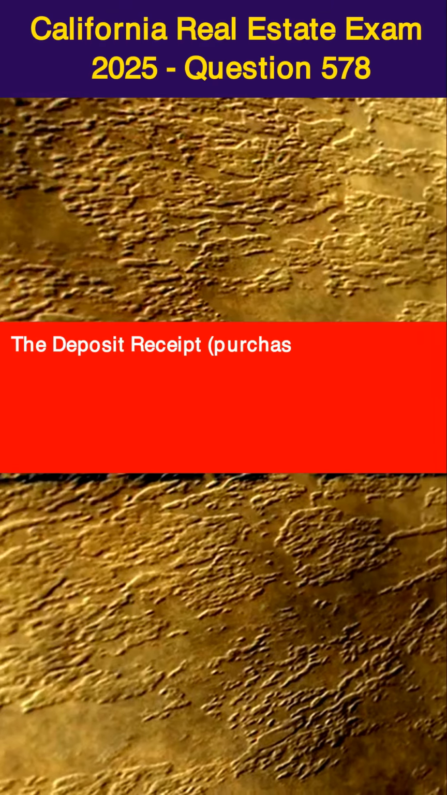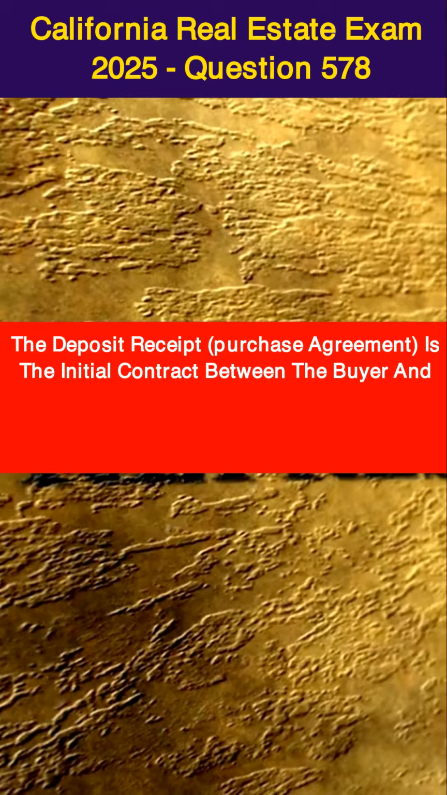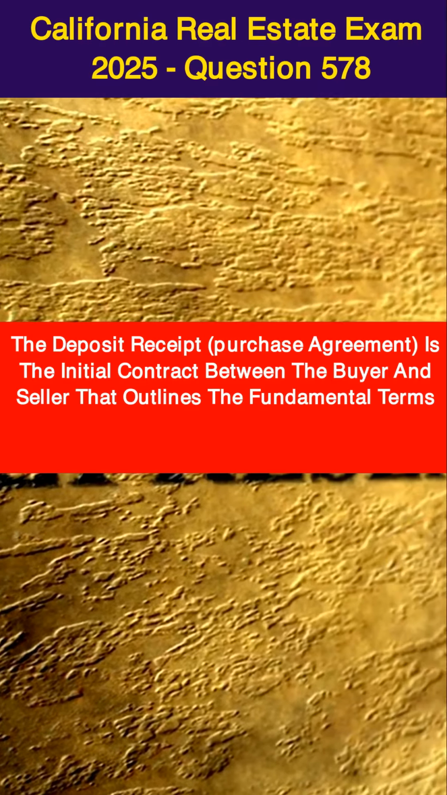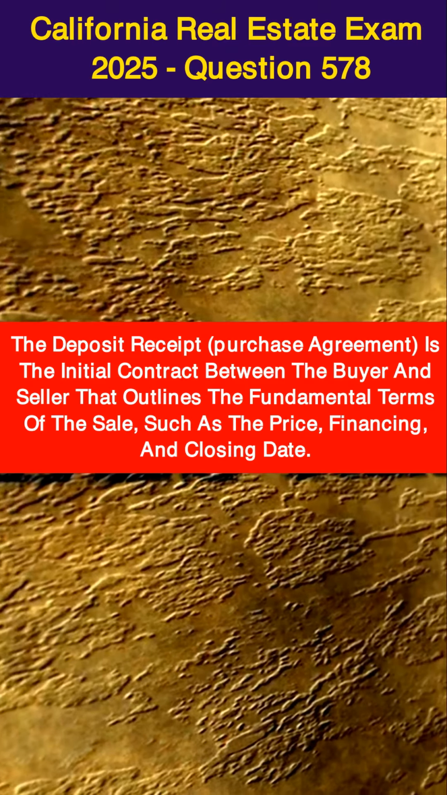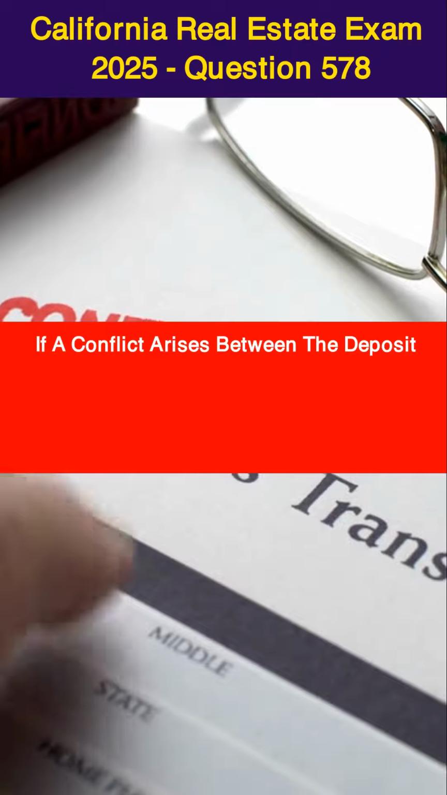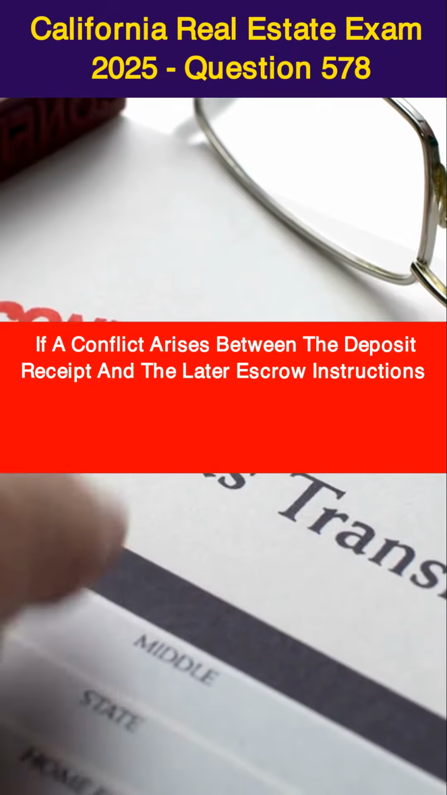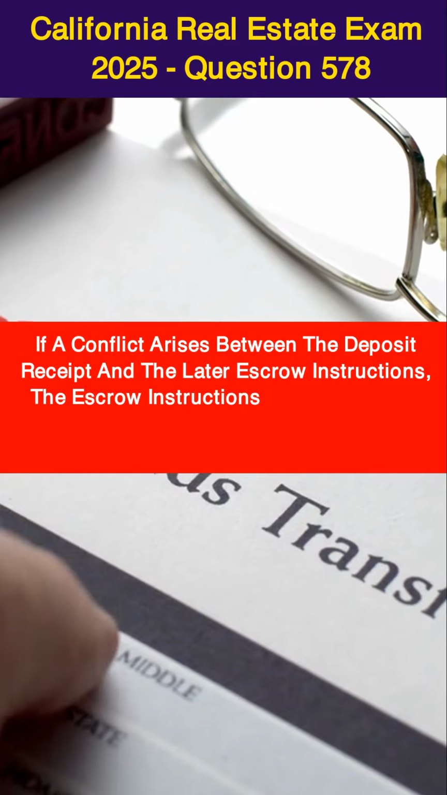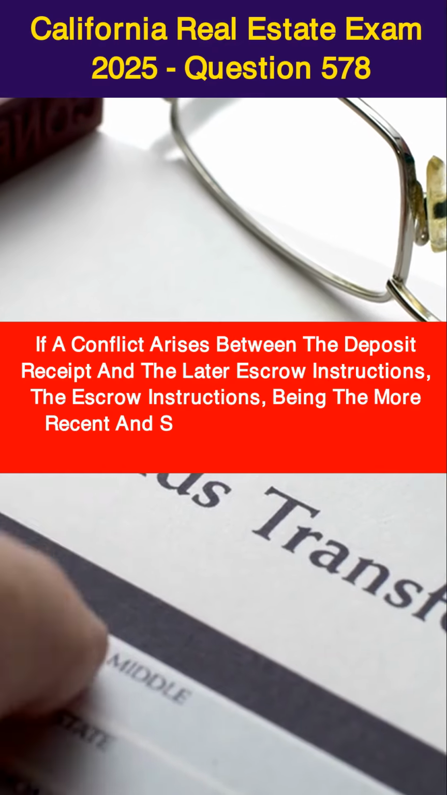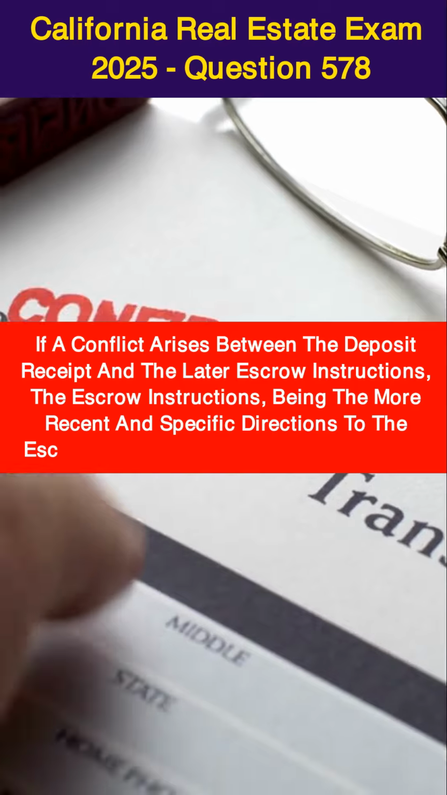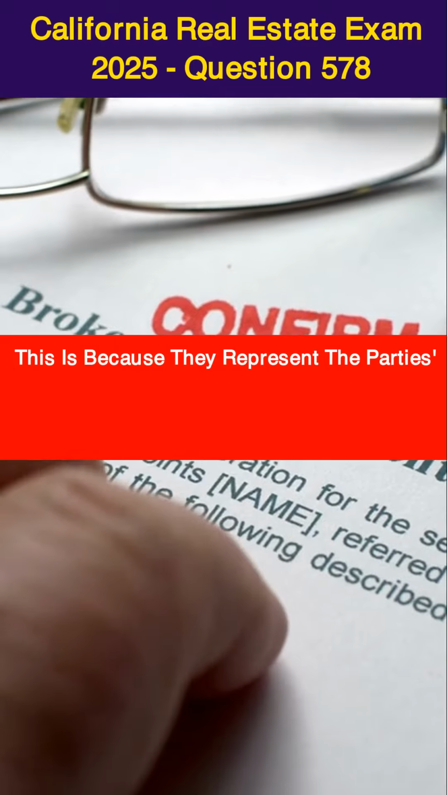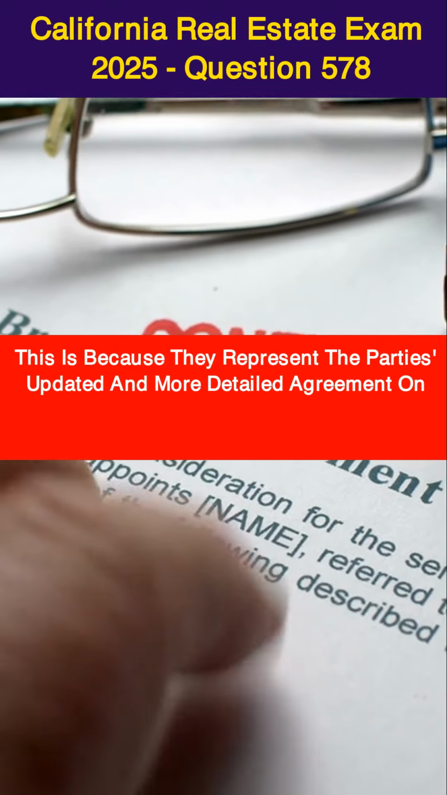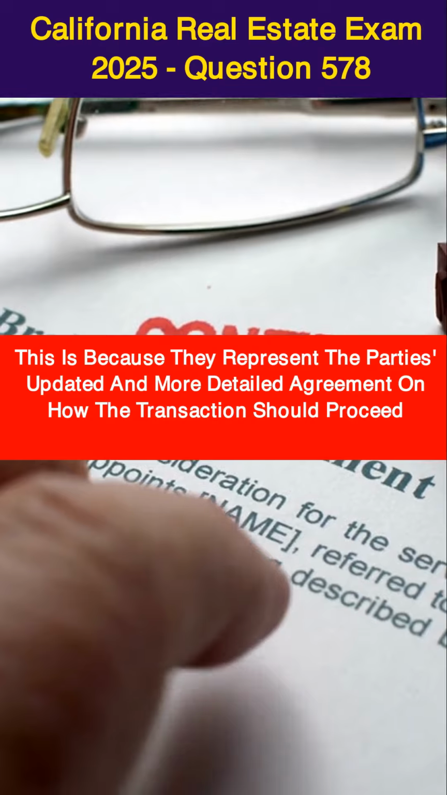The deposit receipt, purchase agreement, is the initial contract between the buyer and seller that outlines the fundamental terms of the sale, such as the price, financing, and closing date. If a conflict arises between the deposit receipt and the later escrow instructions, the escrow instructions, being the more recent and specific directions to the escrow agent, generally take precedence. This is because they represent the parties' updated and more detailed agreement on how the transaction should proceed through escrow.